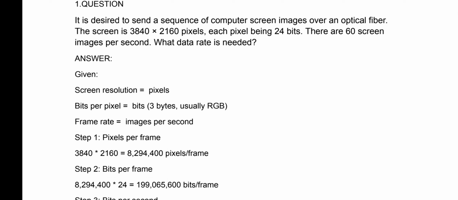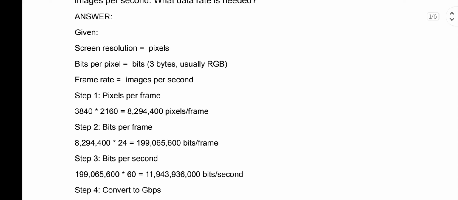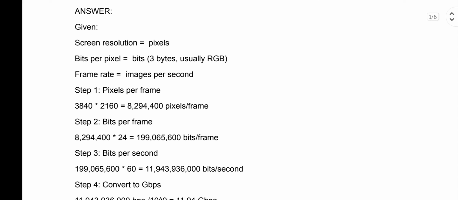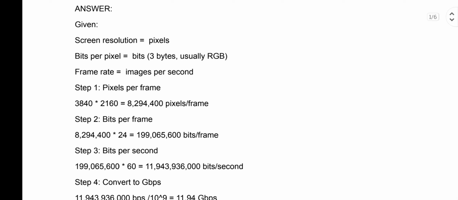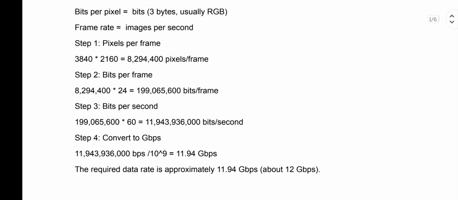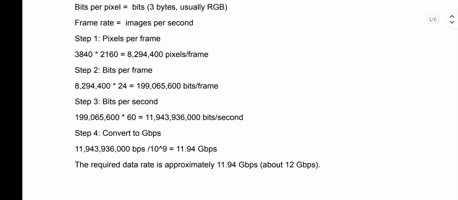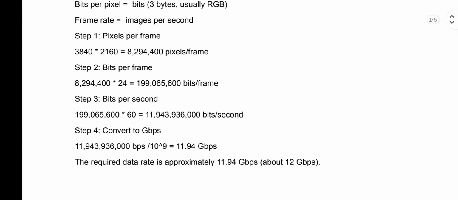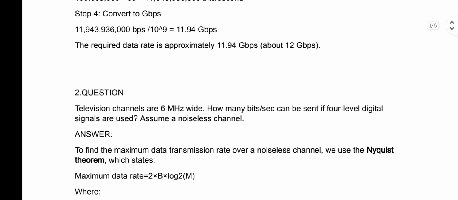Answer. Given screen resolution is 3840 x 2160 pixels, bits per pixel is 24 bits, and the frame rate is 60 images per second. In step 1 we need to calculate pixels per frame, in step 2 we need to calculate bits per frame, and in the third step we need to calculate bits per second. After converting it to Gbps, the required data rate is approximately 11.94 Gbps, about 12 Gbps.